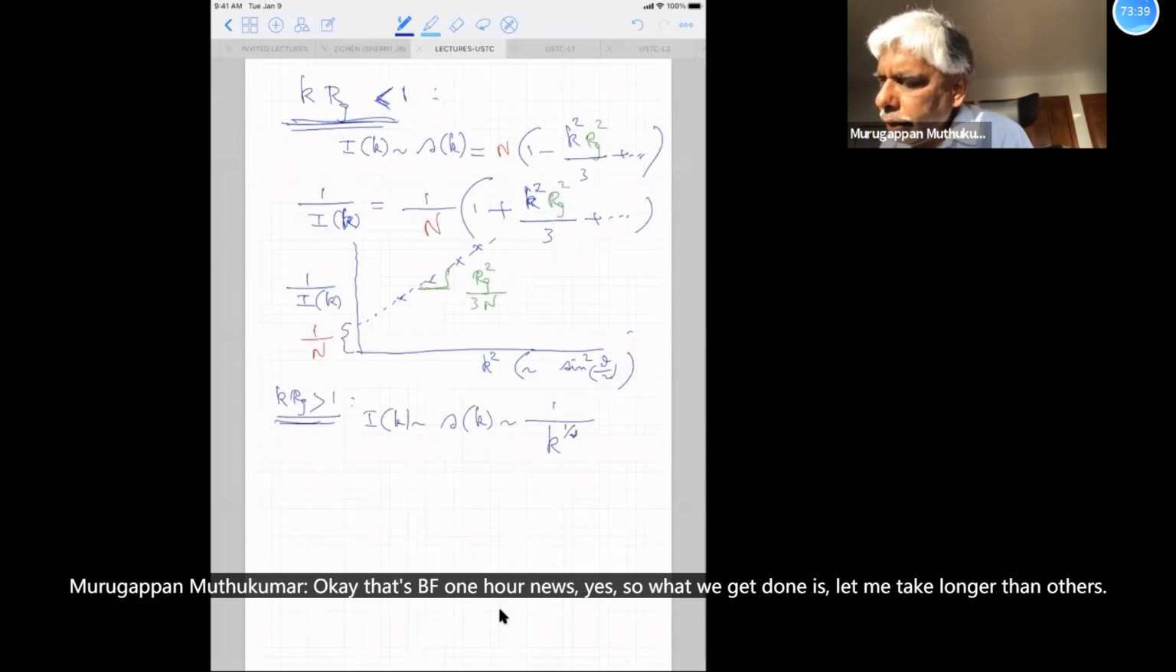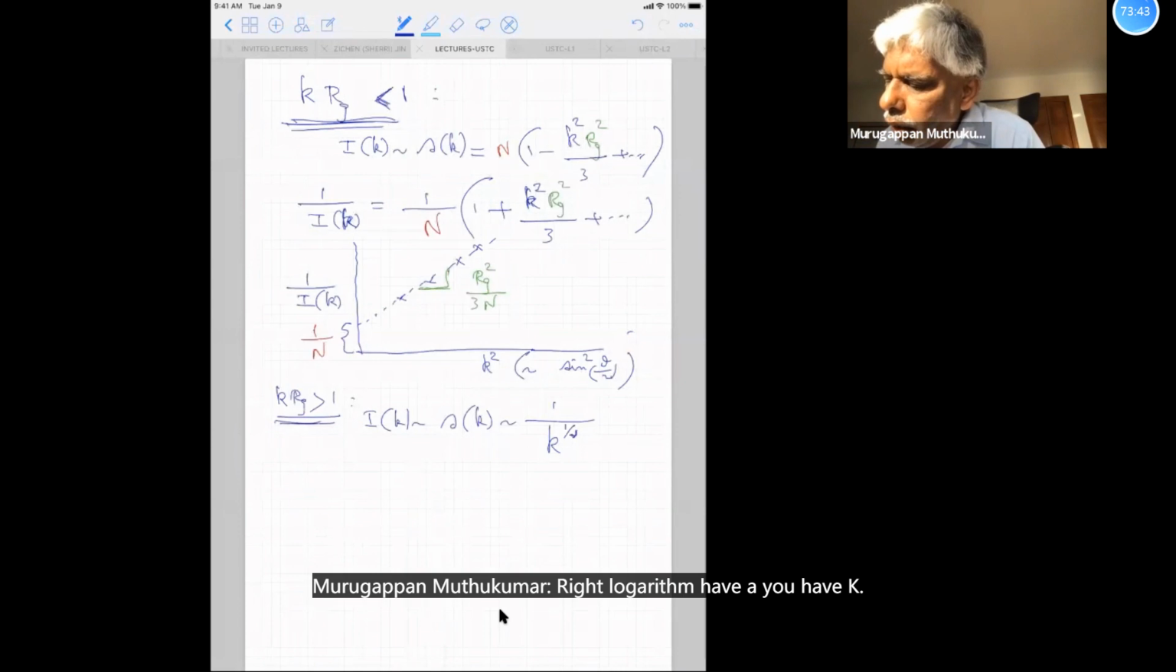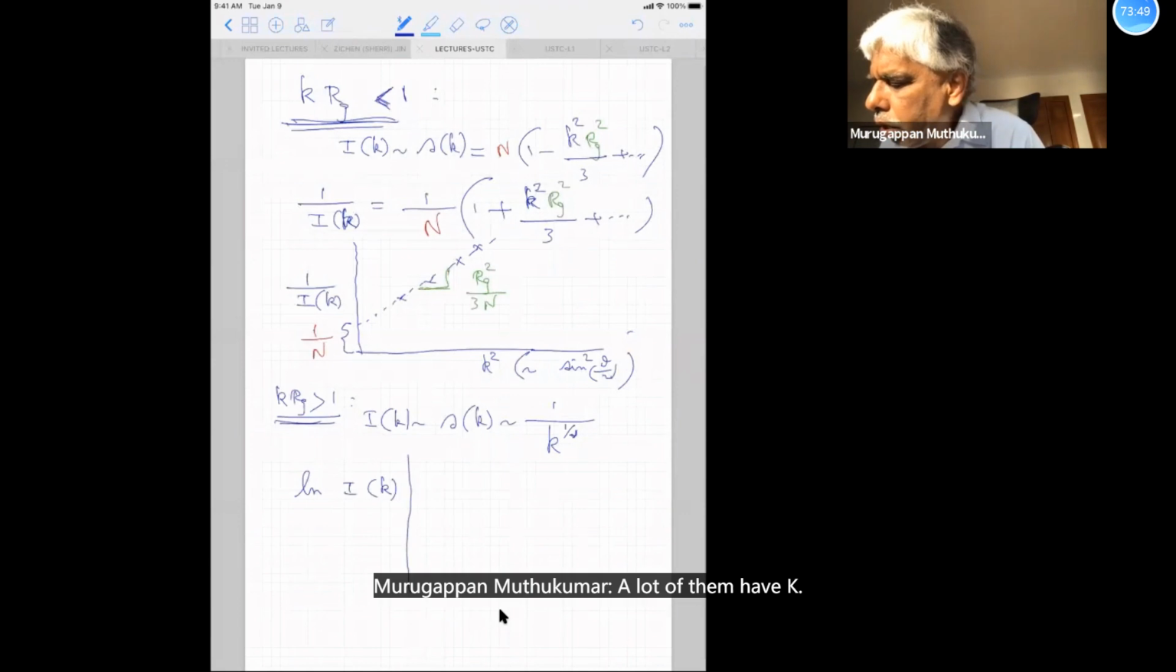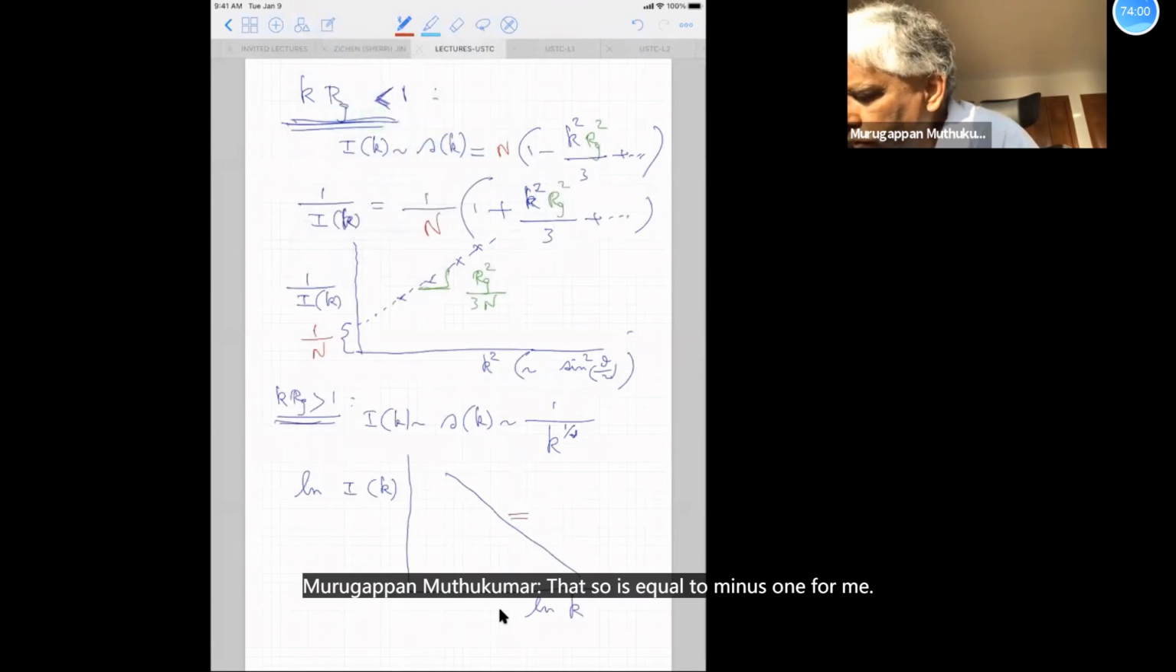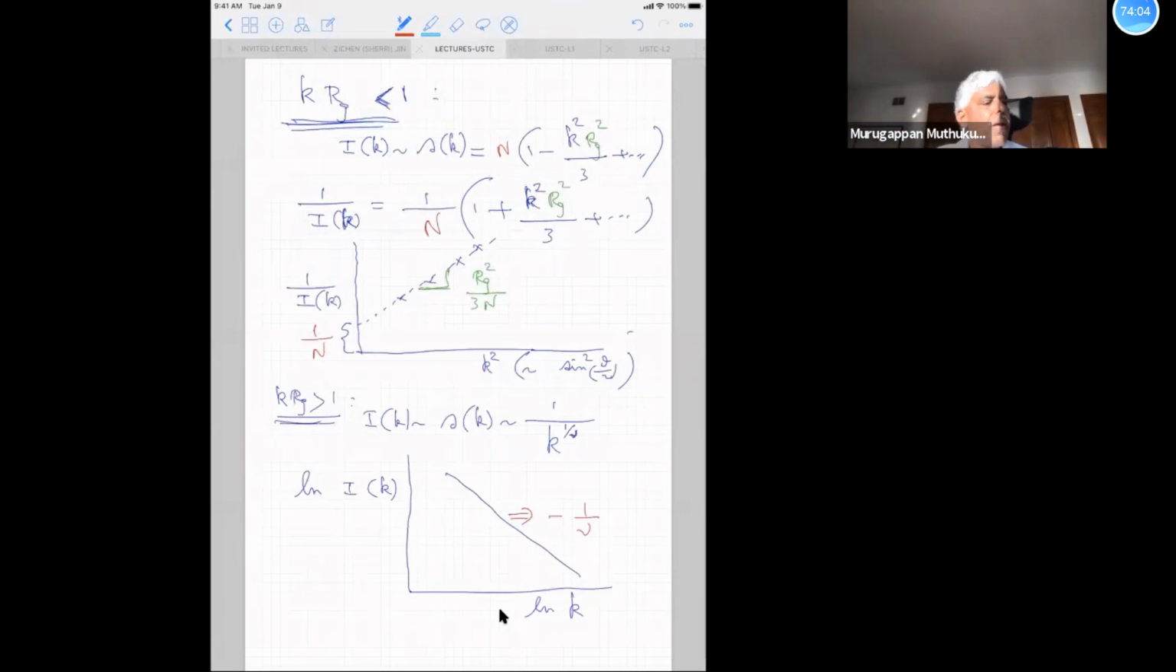So what we get then is, let me take a logarithm of this, right? The logarithm of I of k versus the logarithm of k, you should get a straight line. And that slope is equal to minus 1 over nu. Okay?